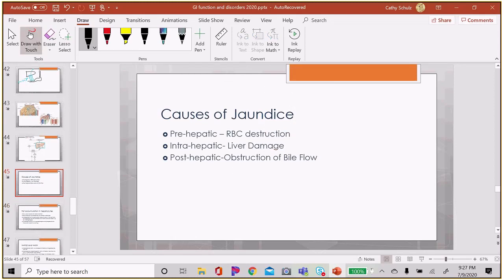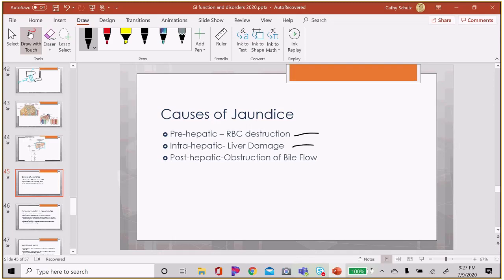And it could be that there's a problem with increased amount of bilirubin because of hemolysis, like we talked about before. So that would be a problem above the liver, meaning we've had an increase in red blood cell destruction because of a hemolytic anemia or some kind of problem. So there's just too much bilirubin for the liver to work with. Not that it can't do it.